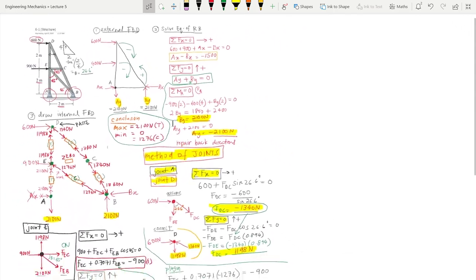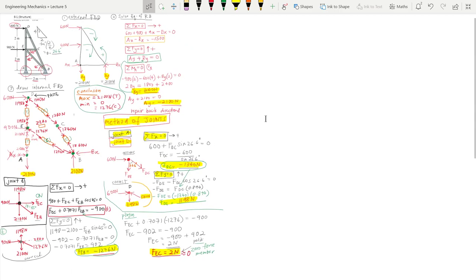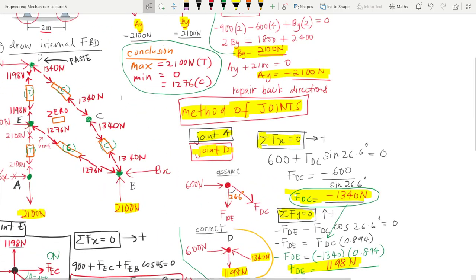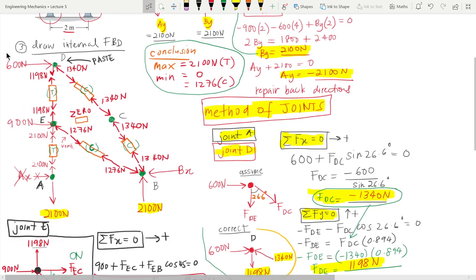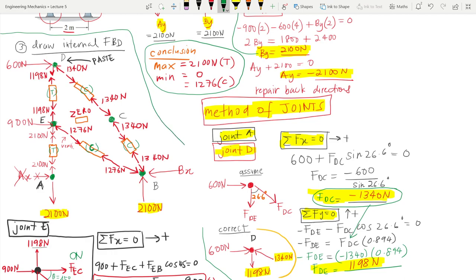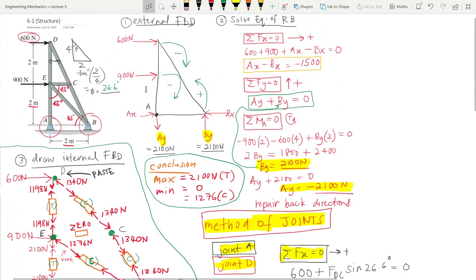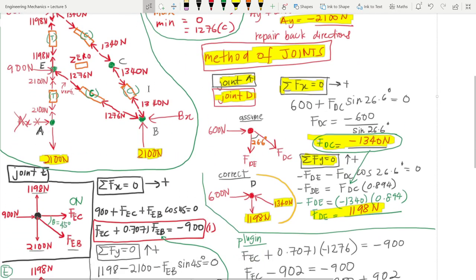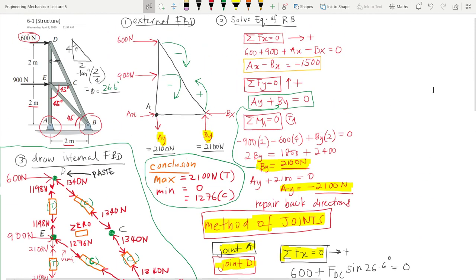How much calculation do you need to do? Wow, that much of calculation that you need to do. What is the most important thing that you need to produce? This one. The most important thing is for you to produce this internal free body diagram, this thing right here. This will answer everything that you need to know about this problem. So if this is correct, everything is correct. Okay, so you can look at this. This is how you can solve it step by step. All right, so that's all for this problem.